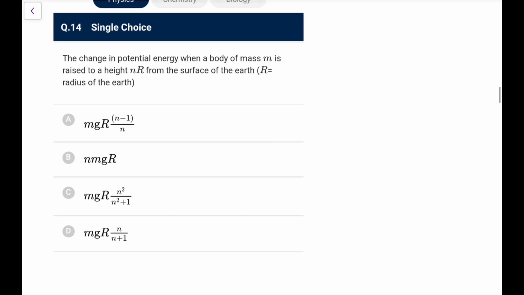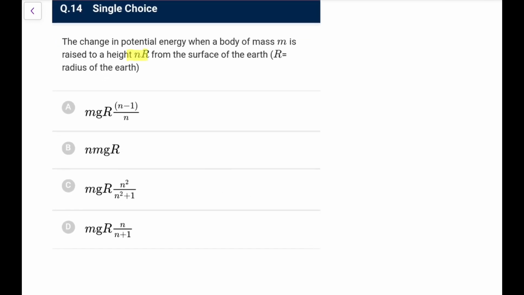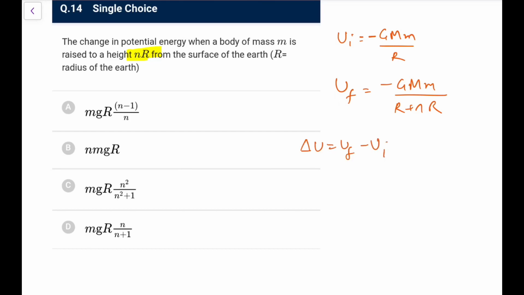The change in potential energy when a body of mass m is raised to a height nR from the surface. So when it is at the surface the energy is minus GMm by R. When it is at a height nR it would be minus GMm by R plus nR. So the change delta U, U final minus U initial, we get this minus GMm common or plus GMm common, it will become 1 by R minus 1 upon (n plus 1) R.